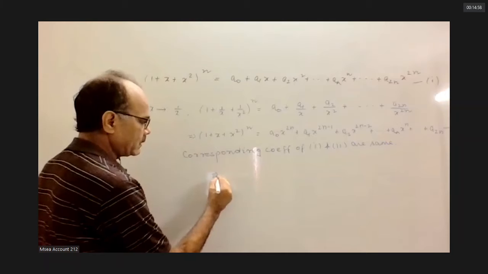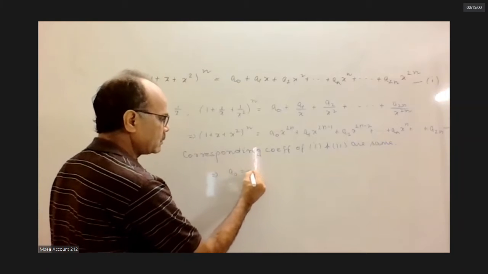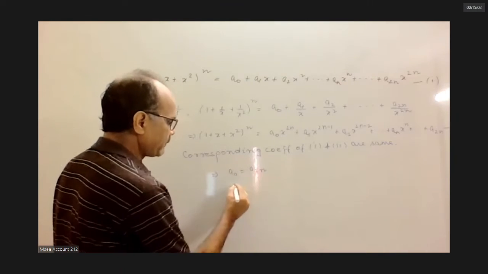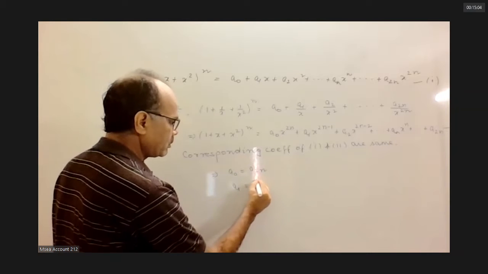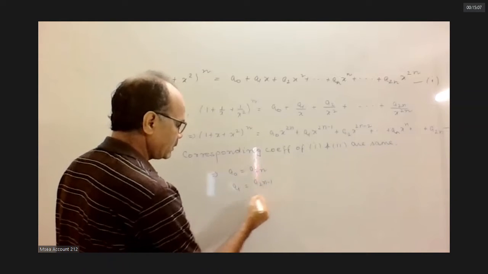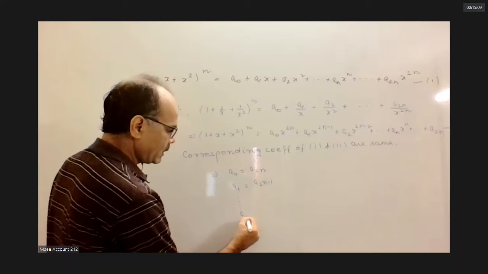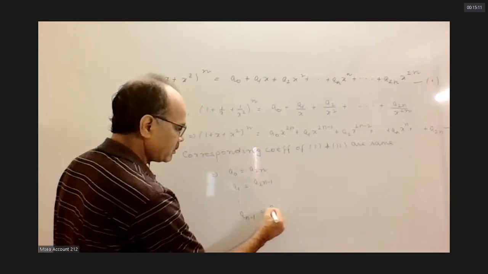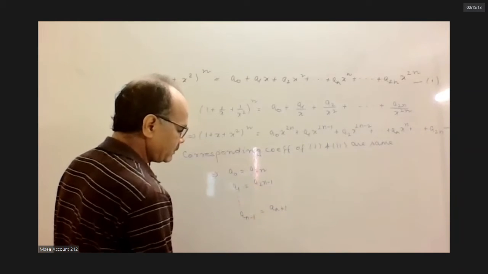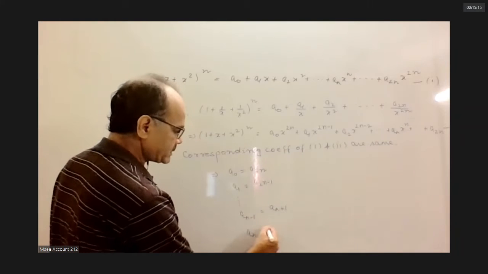So this implies a0 equals a2n, a1 equals a2n minus 1, an minus 1 equals an plus 1, adding one extra term.